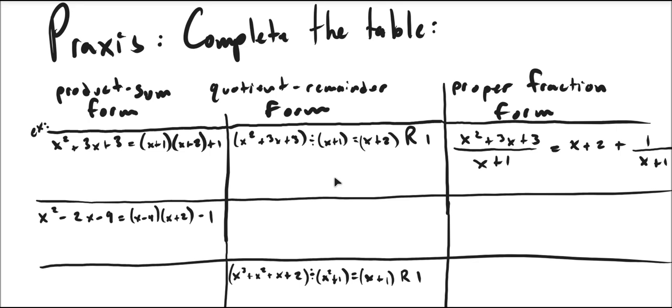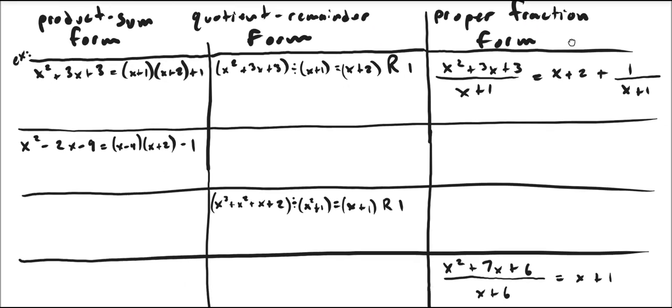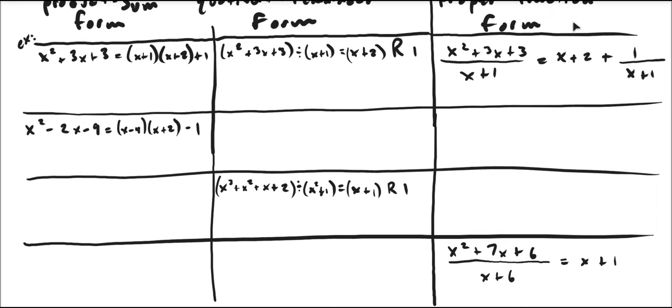All right, so let's continue with some practical exercises for the day. This is your praxis. I want you to figure out how to complete this table. We have the product sum form of the division, we have the quotient remainder form of the division, and we have the proper fraction form of the division. Here's an example given. I'd like you to figure out what should go in the remaining blanks. Interpret the polynomial on each row and what that could tell you about the rest of the blanks in the table. Pause the video at this time and see if you can figure that out.